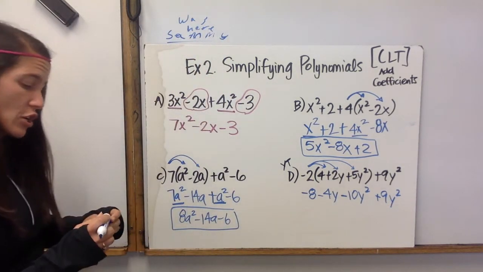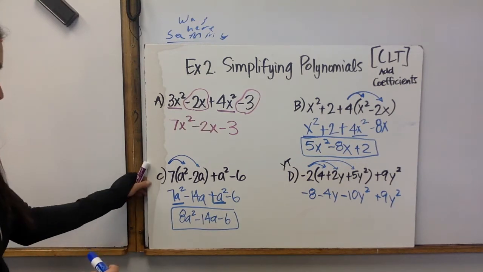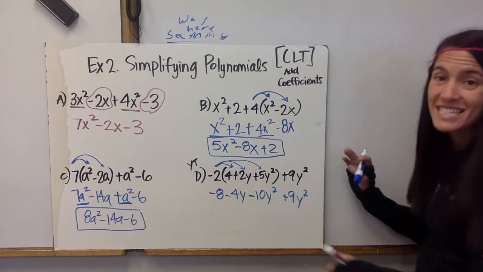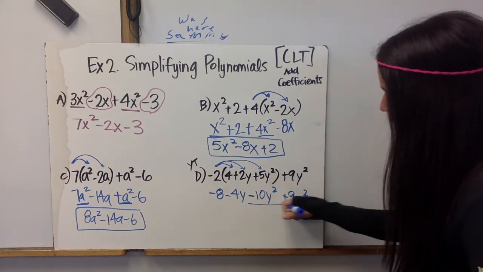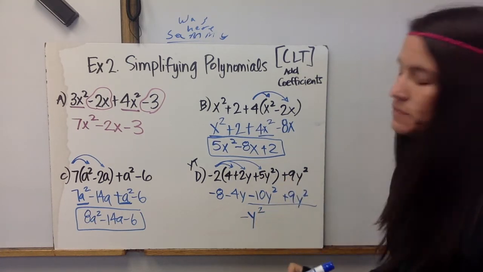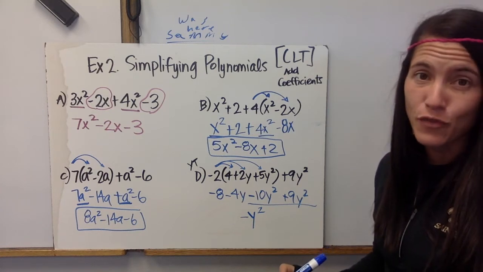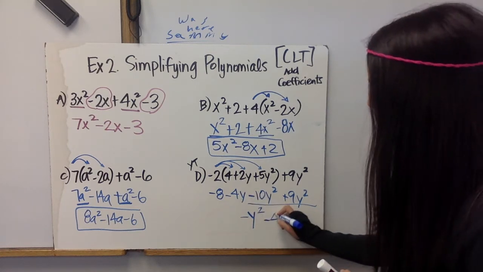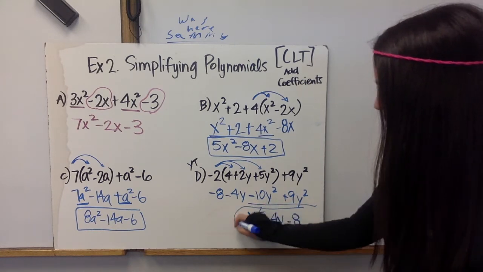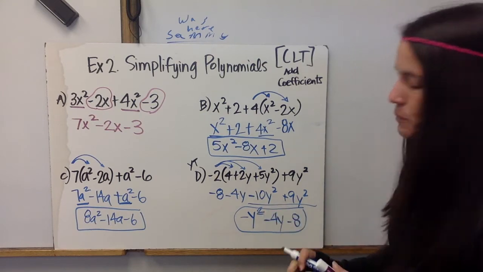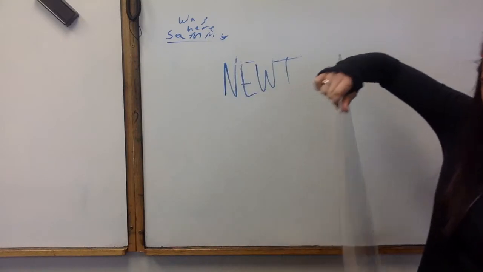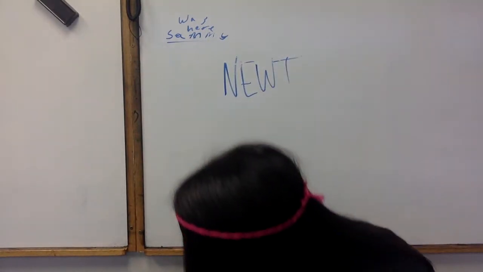Next, I want to combine like terms, and so I see I have like terms right here. Negative 10y squared plus 9y squared would be negative y squared. Then I want to go ahead and put it in standard form, so I'm going to put minus 4y, and then minus 8 would be my last one, and that is in standard form, too. All right, so I hope you got that one right. All right, my last example.